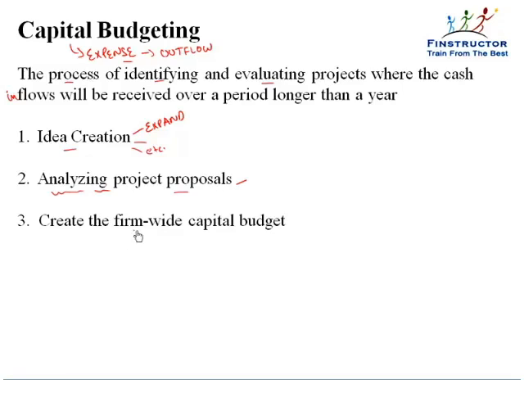Third, create a firm-wide capital budget. In most circumstances, companies do not have an infinite amount of capital. So they need to prioritize which projects are adding more value as compared to the others, and which ones should be taken first, and which ones should be left out or taken second, even though all may be adding value.